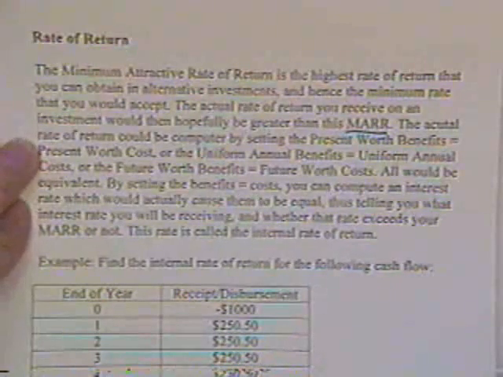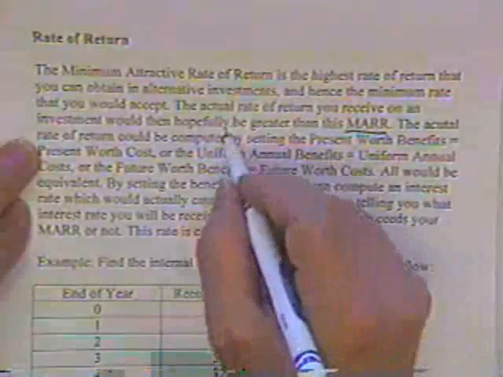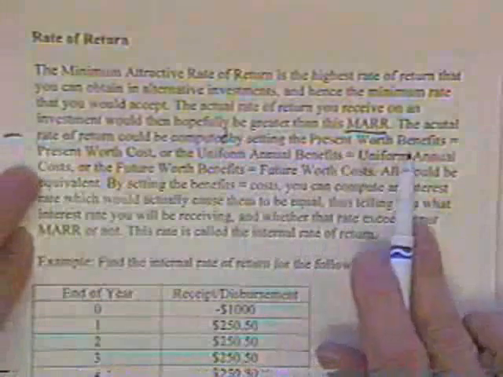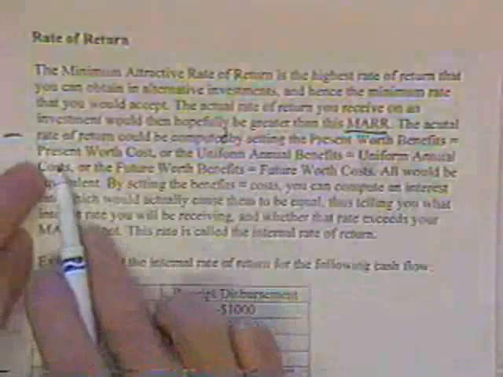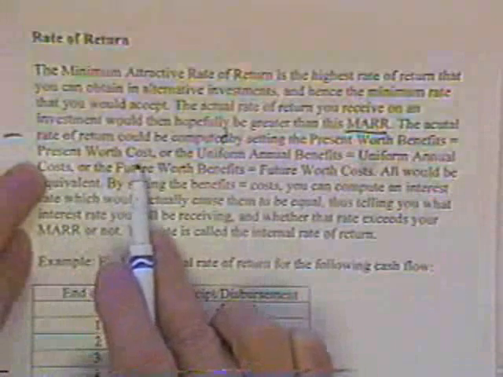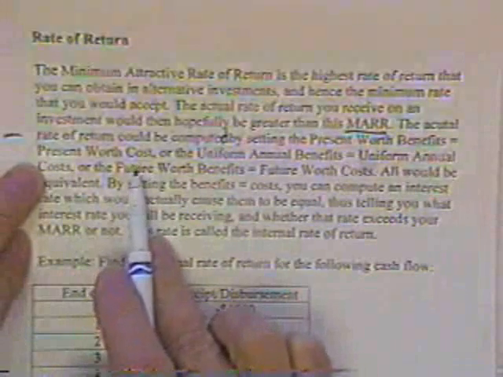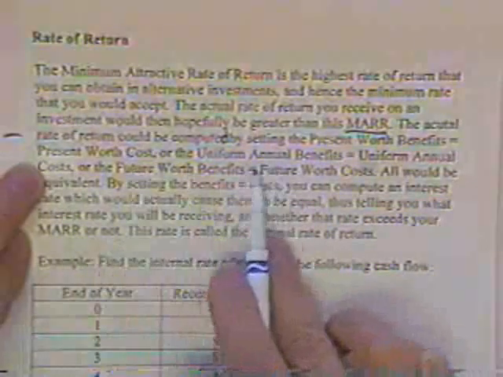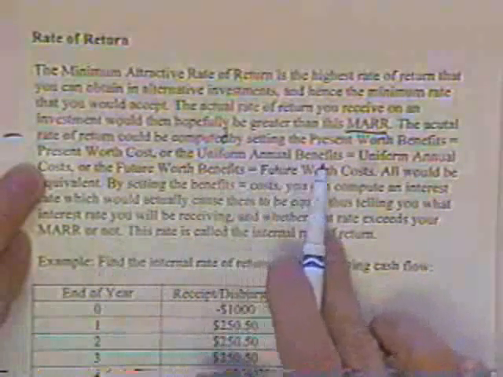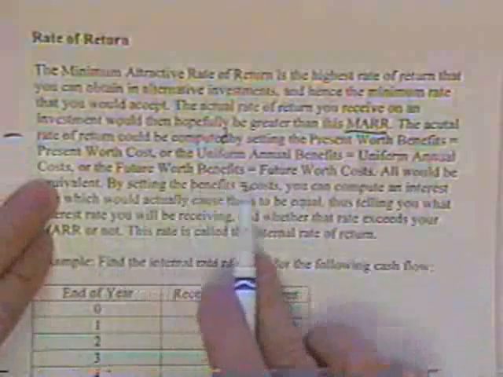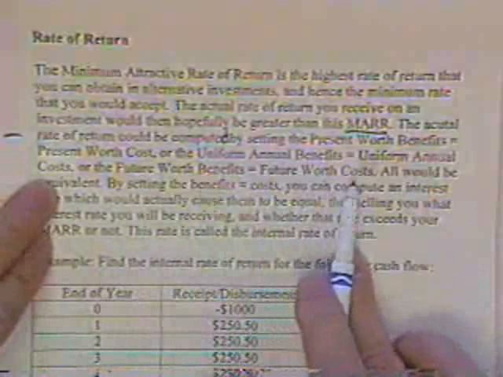The actual rate of return could be computed by setting the present worth of the benefits equal to the present worth of the cost. I'll show you how in a minute, and seeing what the rate would be under those conditions. You could also set the annual benefits equal to the annual cost, or the future worth of the benefits to the future worth of the costs.